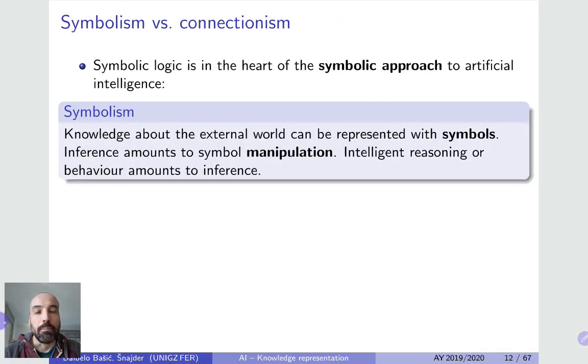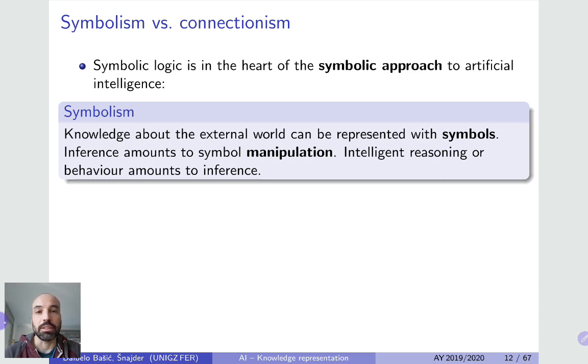Okay. Before we actually look into what formal logic is, I'd like to give you a broader picture of how formal logic and the idea of knowledge representation is situated within a wider landscape of AI. There are two schools of thought, or two camps, in AI. One is called the symbolic approach, or symbolists, and the other is the connectionists. So it's symbolism versus connectionism, essentially.